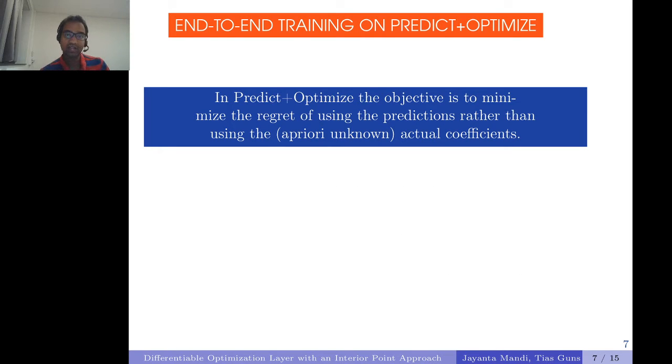So what is end-to-end training? In end-to-end training of a predict plus optimize problem, the objective is to train a machine learning model to minimize regret. Now what is regret? Regret is the loss for using the predicted coefficients instead of the actual coefficients, which are not known.